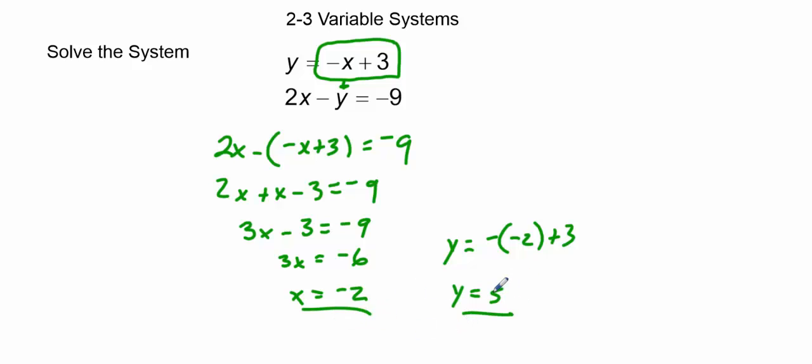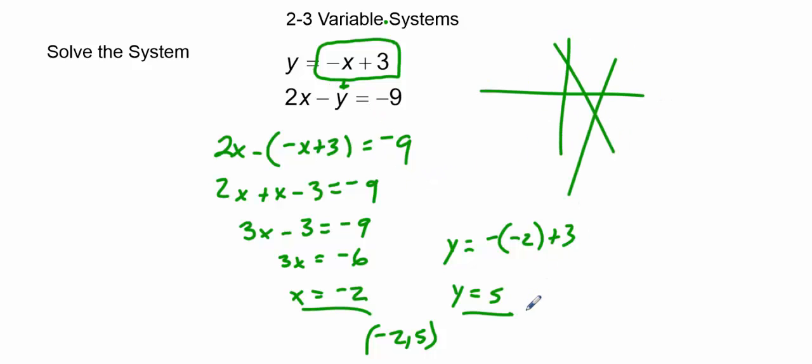You can give me the answer in this way. Some teachers prefer the ordered pair. I personally don't care. It's kind of up to you guys. So negative 2, 5 will get that done. And again, that basically is an example of two lines intersecting at a point.